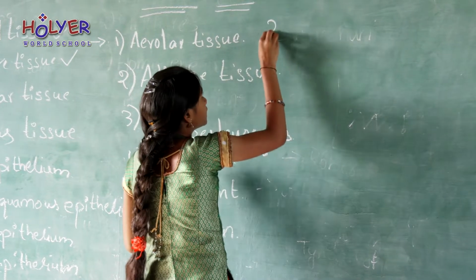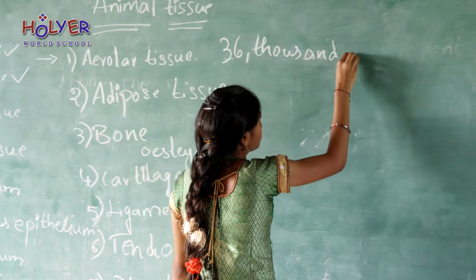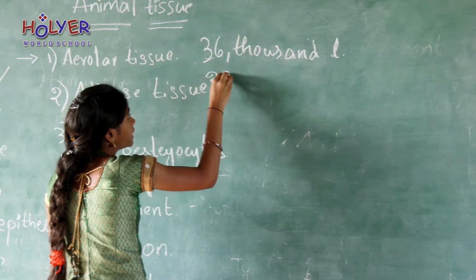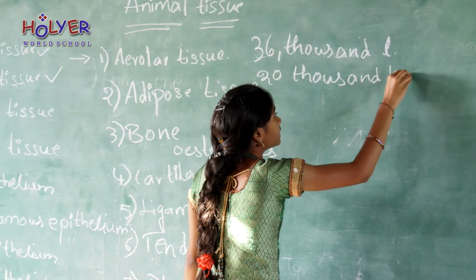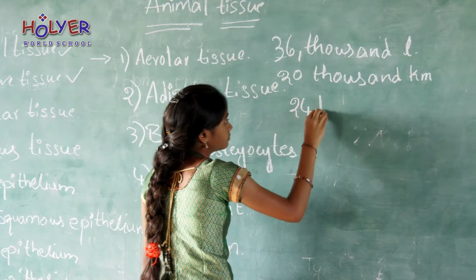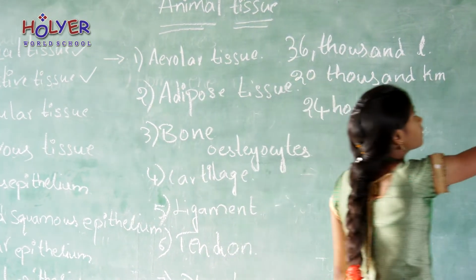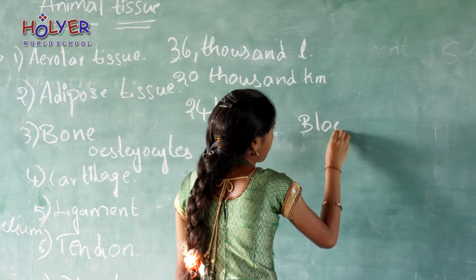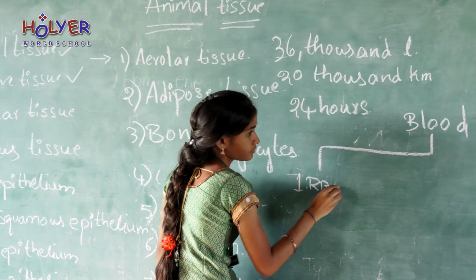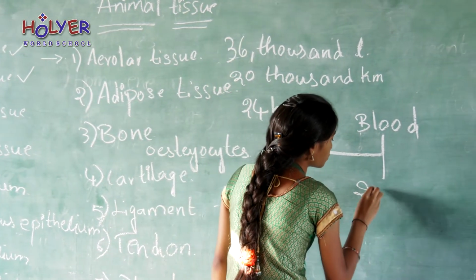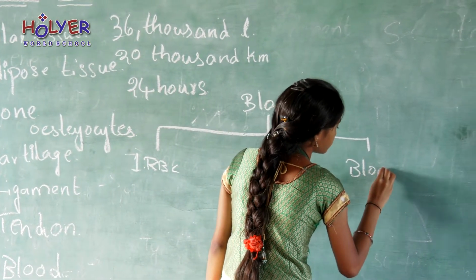Our heart pumps nearly 36,000 liters of blood in a distance of 20,000 kilometers and in a time period of 24 hours. The three corpuscles in the blood are: first one is RBC, and second one is WBC, and third one is blood platelets.